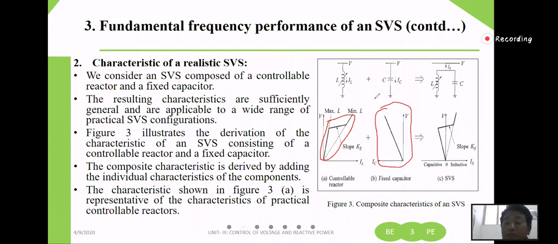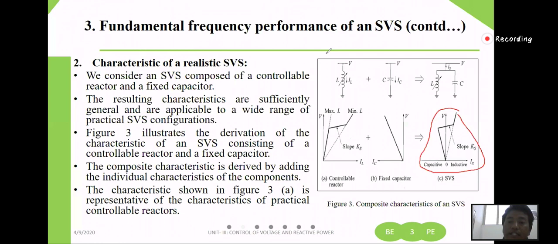If you combine the characteristic of this reactor and then the capacitor, you will get the characteristic of a device, that is SVS. Just now we are talking about the SVS. Later on we'll see the thyristor controlled reactor and so on, but just now, the general one. When we talk about the SVS, it's a combination of reactor and capacitors. If you combine this, you'll get this device. You just combine the characteristics of the individual ones, and you will get the characteristic of the SVS. If you combine this, you are getting this, right? So this is the characteristic of SVS.